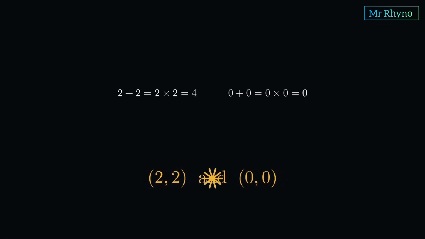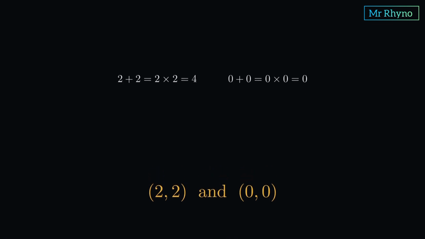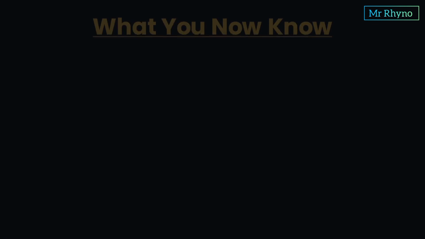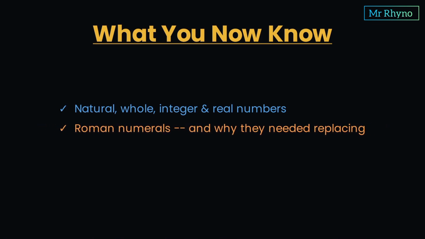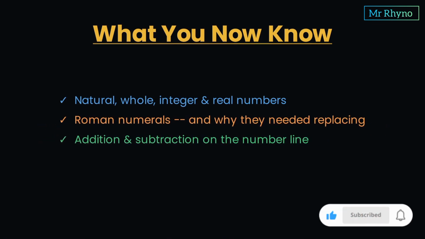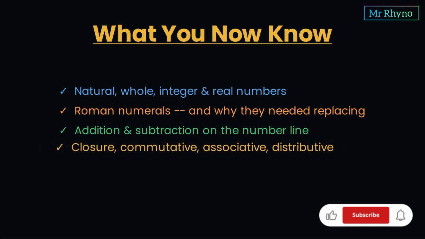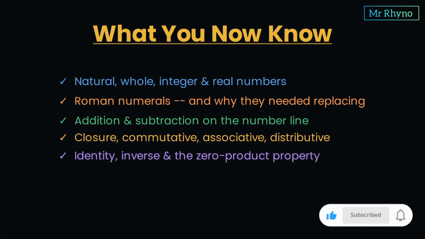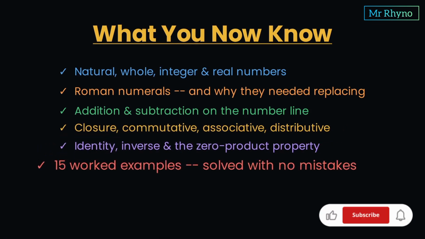Both work perfectly. Those are the only two integer solutions in existence, and we found them using nothing but the properties from this very video. Look how far we've come. Natural, whole, integer, and real numbers. Roman numerals and why they needed replacing. Addition and subtraction on the number line. Closure, commutative, associative, distributive. Identity, inverse, and the zero product property.